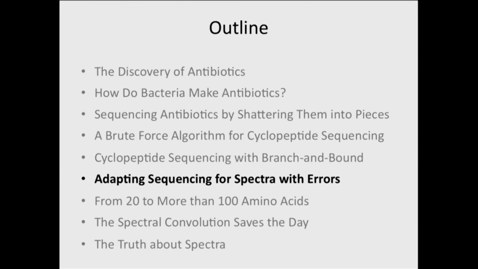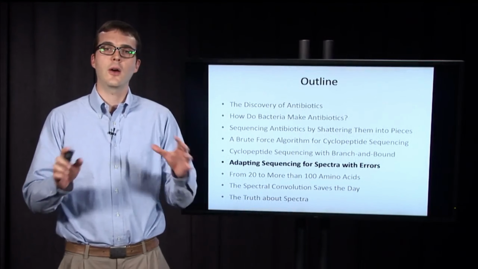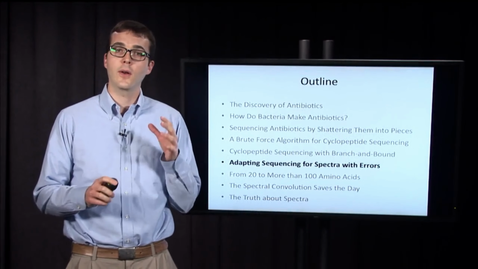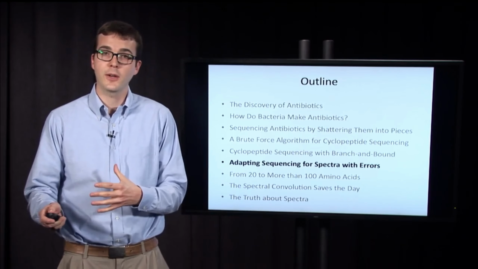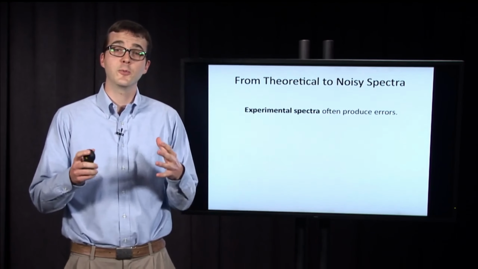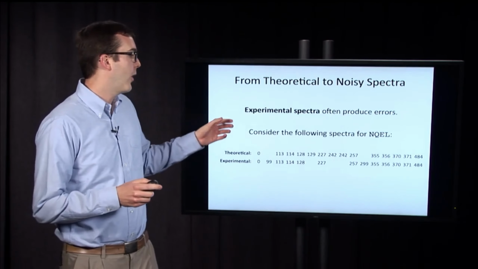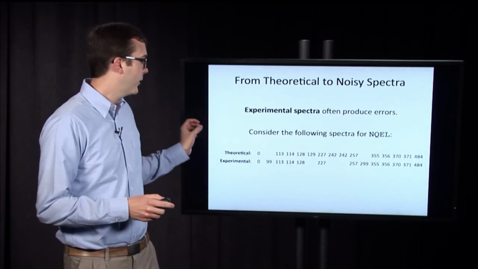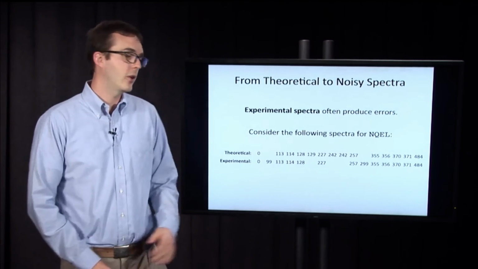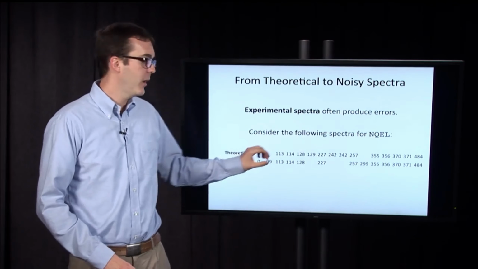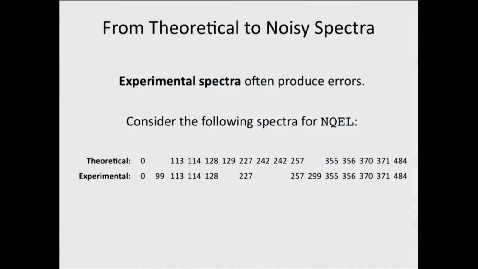At the end of this last section, I canceled our party and said that we have this algorithm that works really well in practice on theoretical spectra. But the issue is that when we move to experimental spectra, we're going to have issues because these experimental spectra often produce errors. Here are the theoretical and an experimental spectrum for the peptide NQEL. The theoretical spectrum is on the top, and then we're giving you a hypothetical experimental spectrum for this same peptide.